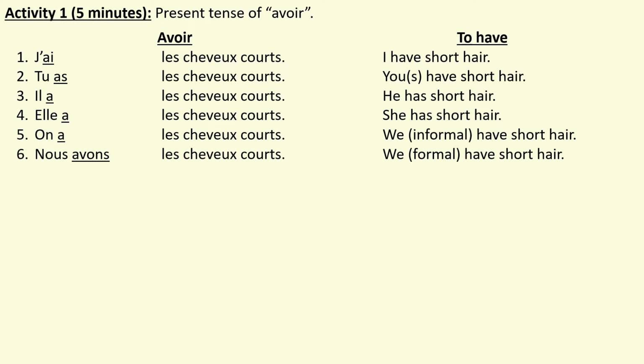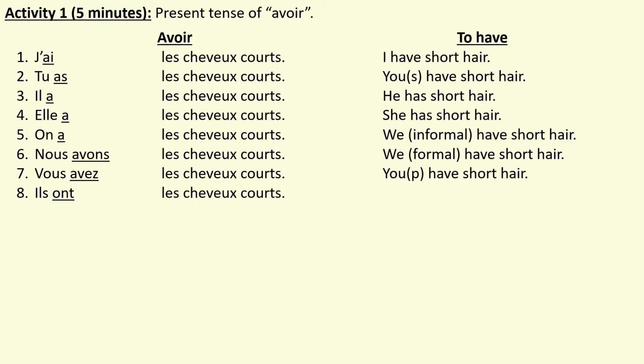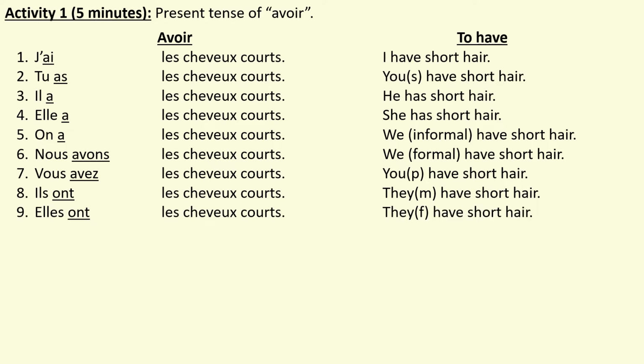We have short hair. Now here please note that on and nous are two different versions of we in English. One is informal, the other one is formal. Vous avez les cheveux courts. You have short hair. Now note here that you again is appearing, but for number 2 it was you singular. Now for number 7 it's you plural. Ils ont les cheveux courts. They have short hair. Elles ont les cheveux courts.